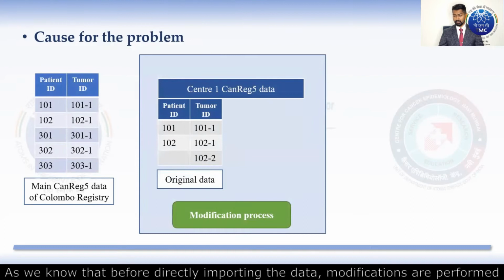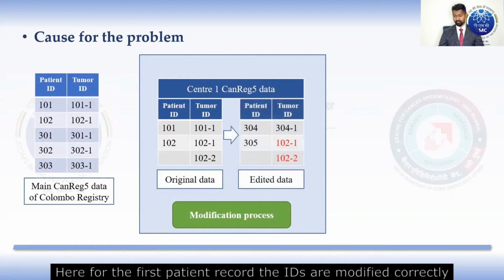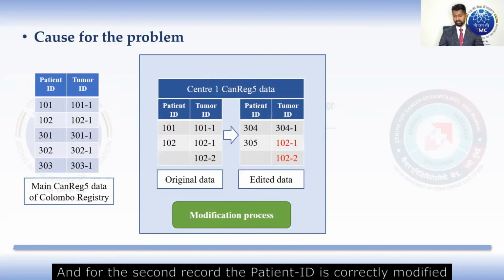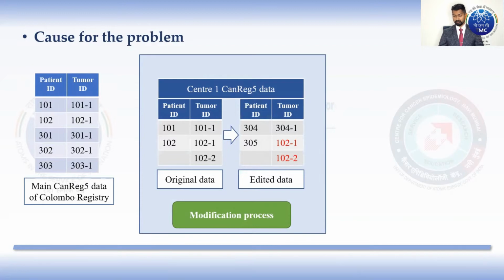As we know that before directly importing the data, modifications are performed. Here for the first patient record, the IDs are modified correctly, and for the second record, the patient ID is correctly modified. But due to some reasons, the tumor IDs are not modified correctly.